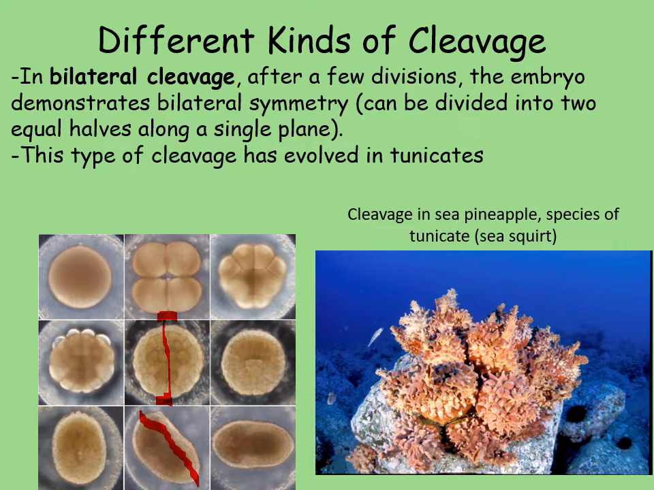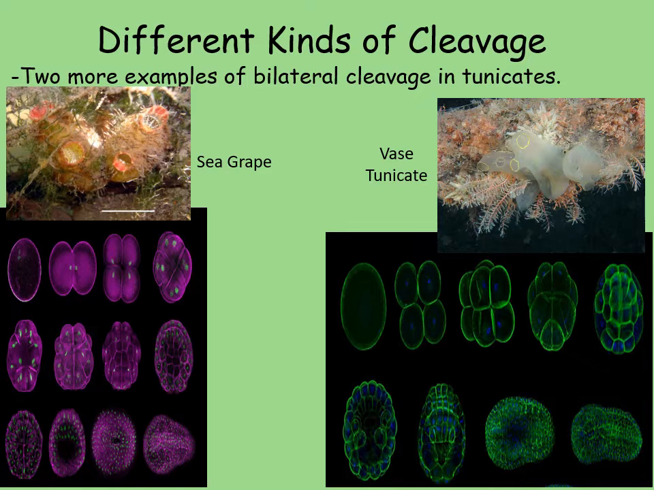And this type of cleavage, bilateral cleavage, has evolved in tunicates, for example the sea pineapple here on the right. So here are two more examples of bilateral cleavage in different species of tunicate. You can see you end up with almost a worm-looking embryo that has bilateral symmetry, that has a single line that can pass through it. But even at this stage here on the left, this earlier embryo, you can definitely see there's a front and back orientation to the embryo.